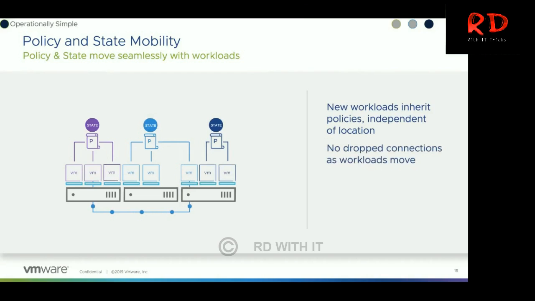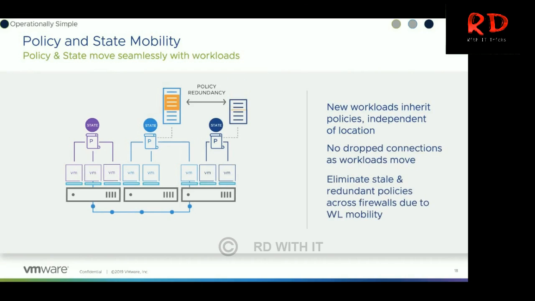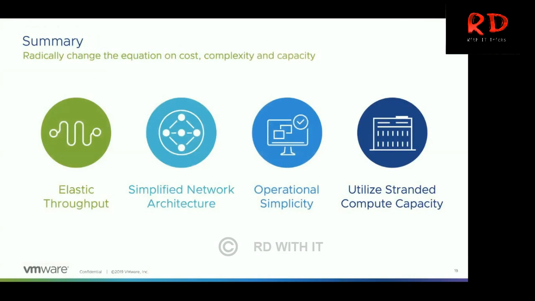When the workloads move around, the connections won't drop as we save the state. And then the number of stale and redundant policies is reduced because these policies are actually linked to the applications. They're not just a huge list of policies that have to exist across the environment.